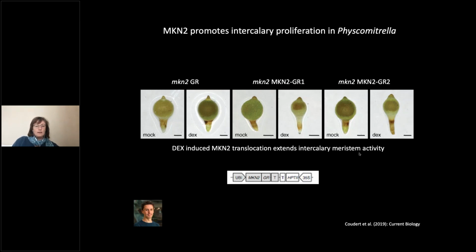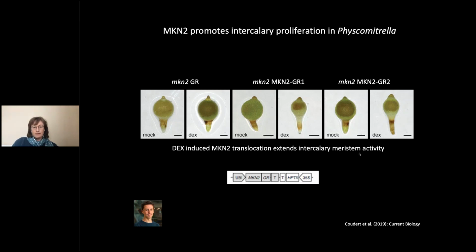slide. And in the DEX treated MKN2 inducible expression lines, the seta or the stem is longer following the DEX induction. In particular, the intercalary region of the sporophytes elongated. And this tells us that MKN2 is sufficient to promote intercalary proliferation and axis extension in the moss.